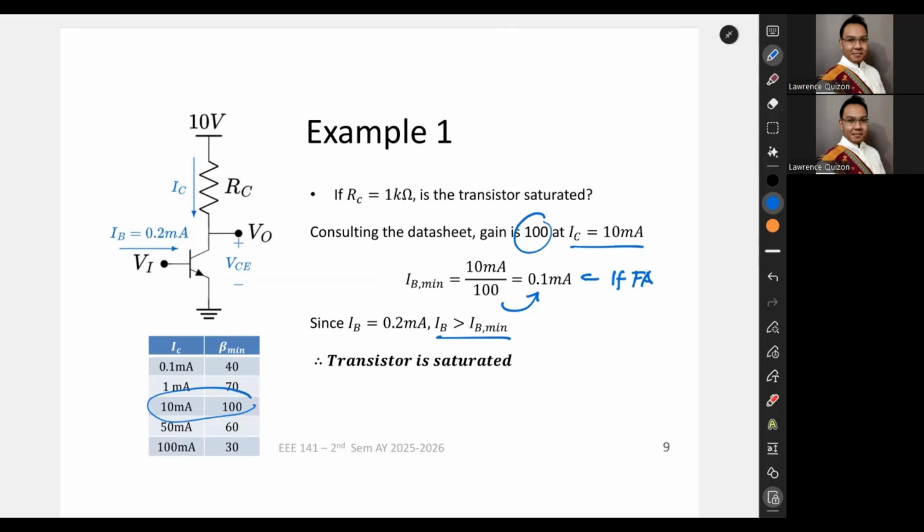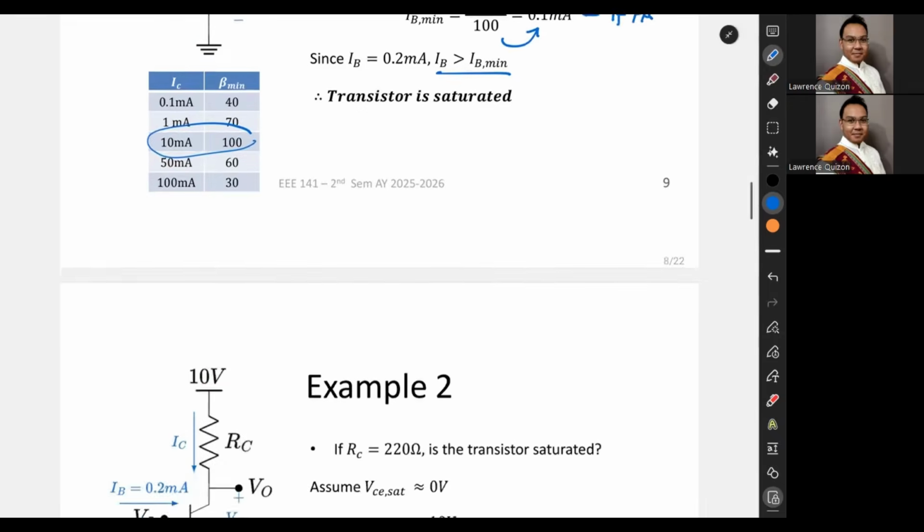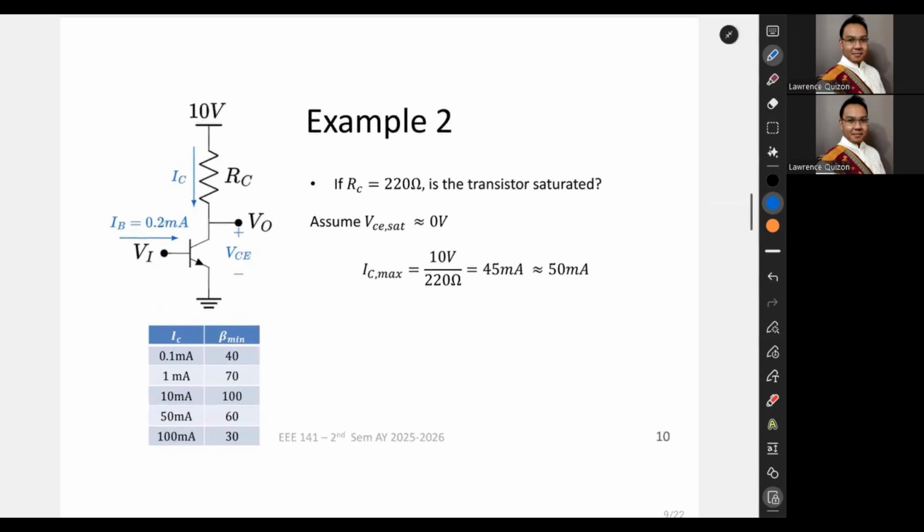And since the IB is practically 0.2 milliamps, as given here, we are sure that the transistor is saturated. So for our next example, we have RC equals 20 ohms, and we're asking if the transistor is saturated. Same process as earlier. We have 10 minus 0 divided by 220, which would be about 50 milliamps.